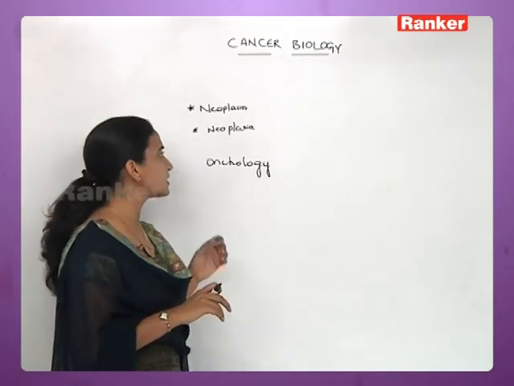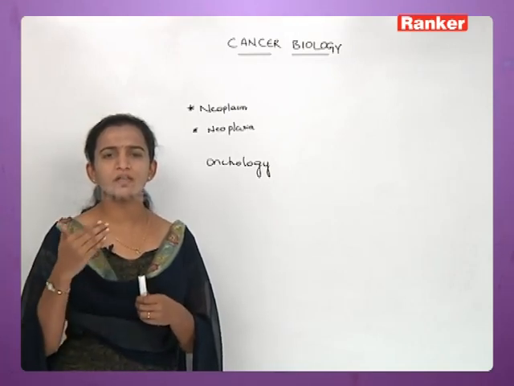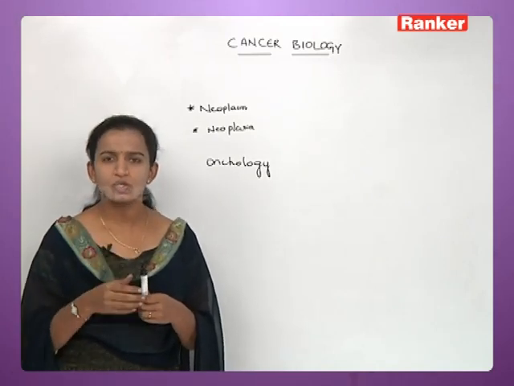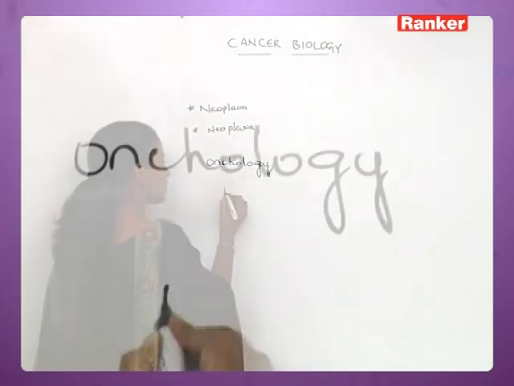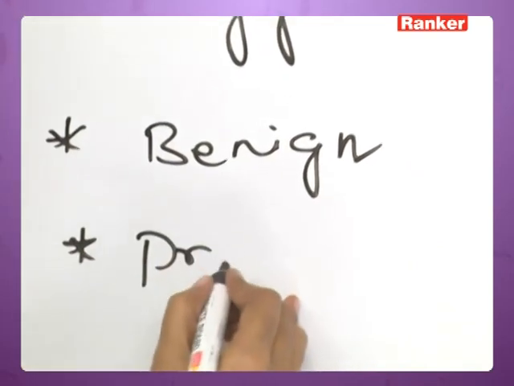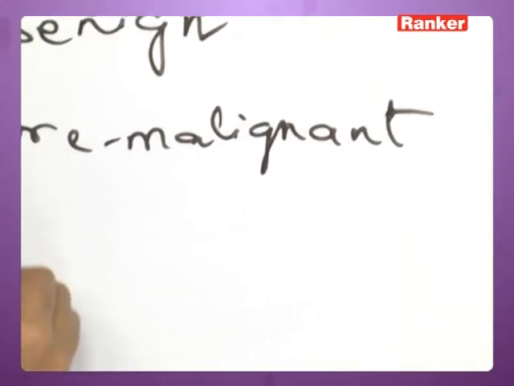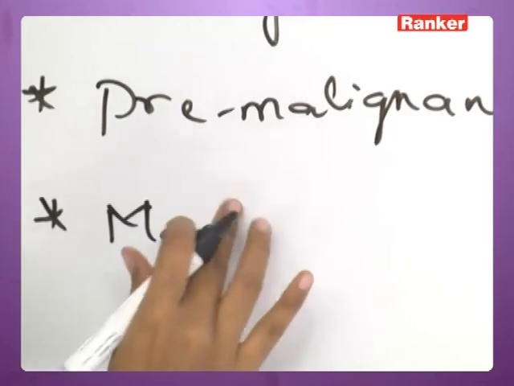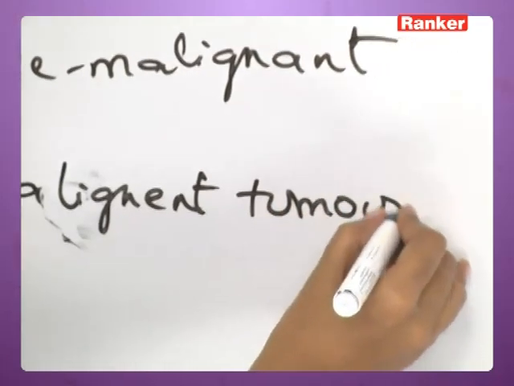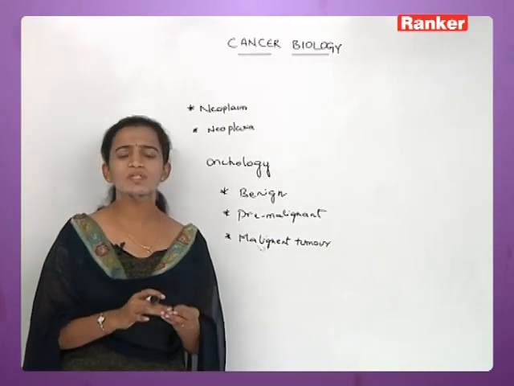Now we have seen neoplasm and neoplasia. There are different sorts of cancers. That means there is a kind of undangerous, dangerous, and in between. So let us see what those are. The first one is benign tumors, then pre-malignant, and the last one is malignant tumors. So here we can see benign tumor, pre-malignant and malignant tumor. Coming to these three, let us see.